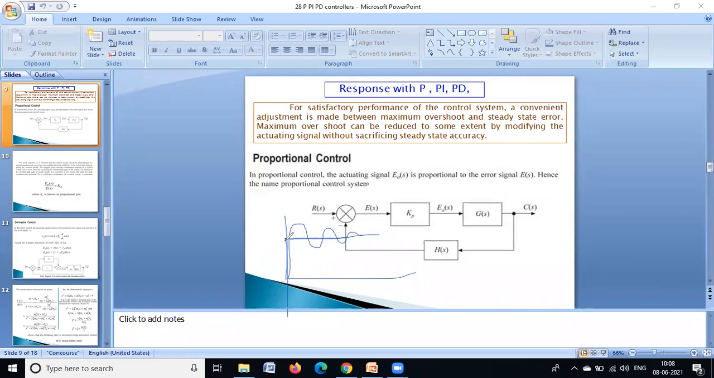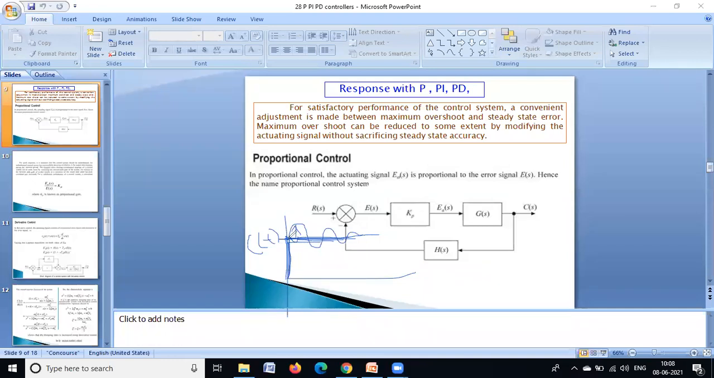For an ideal system, this is the response within no time. So rise time must be 0. This is the maximum overshoot, that must be 0. And also the settling time must be 0. So within no time, this is the output C of t response. If the input is a step input, the output must be the same. So it is also a step just like this.